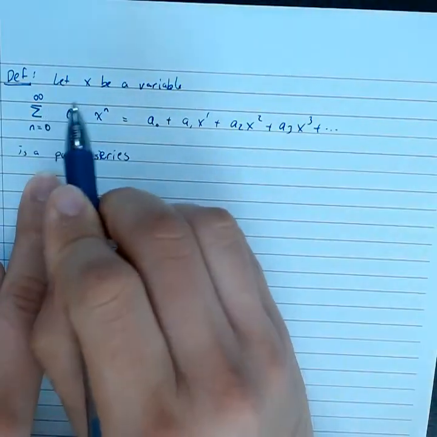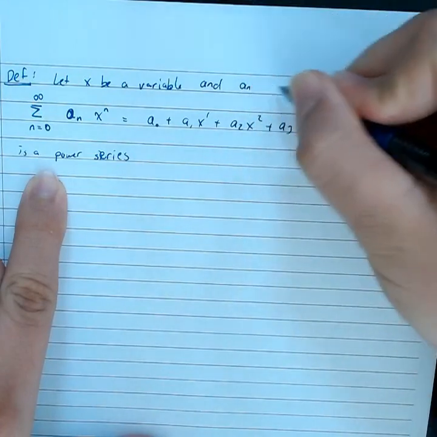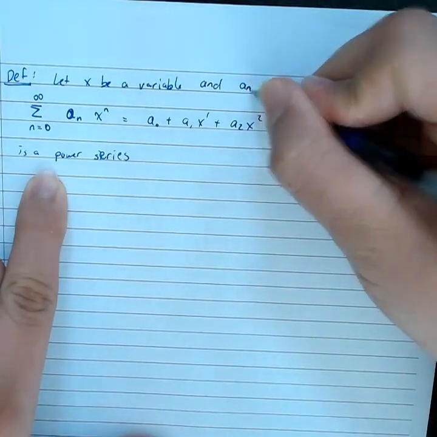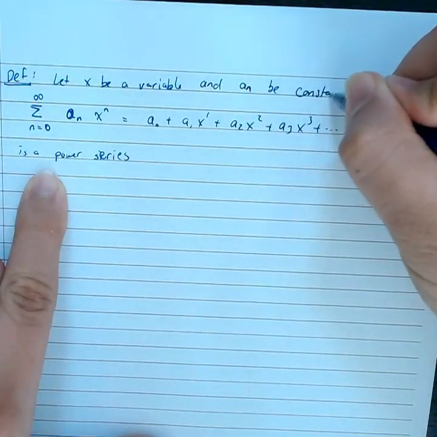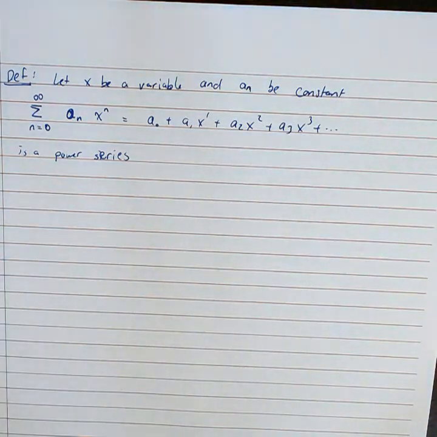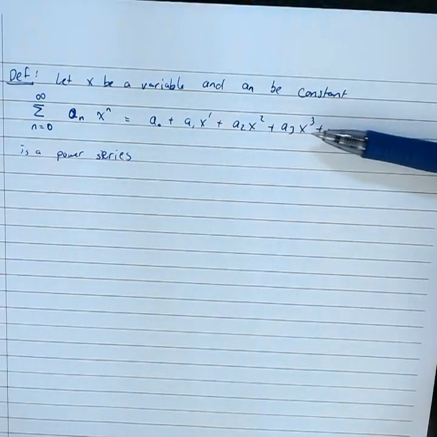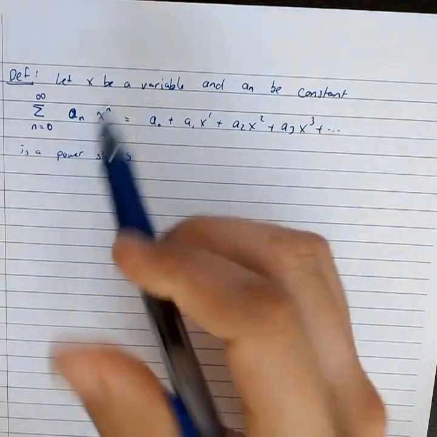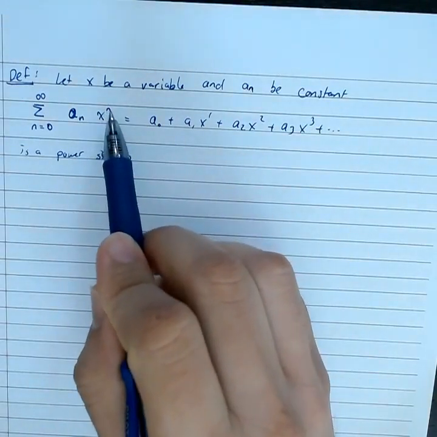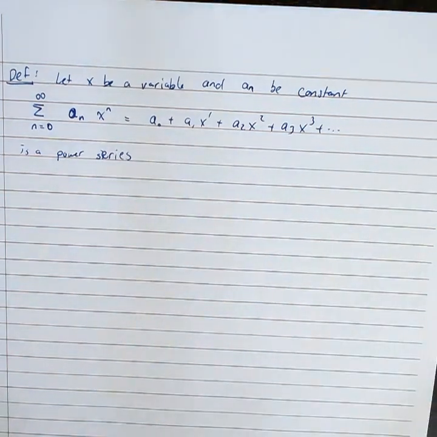Here I suppose I should say let x be a variable and a sub n be a constant. So here a sub 1, a sub 2, a sub 3, these are all constants. Basically, it's an infinitely long polynomial. Normally a polynomial is a polynomial of degree 1, or degree 2, or degree 3. But here you have a polynomial that has no biggest power. It's a polynomial with an infinite number of terms.